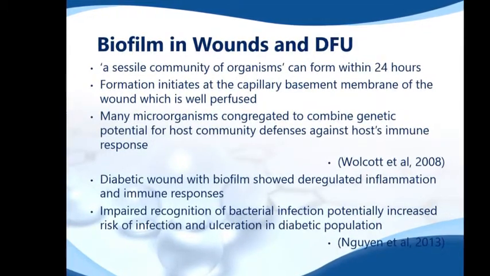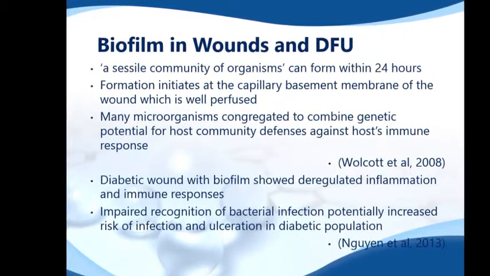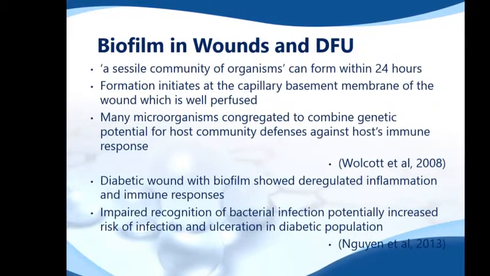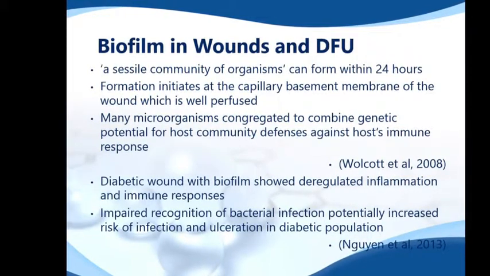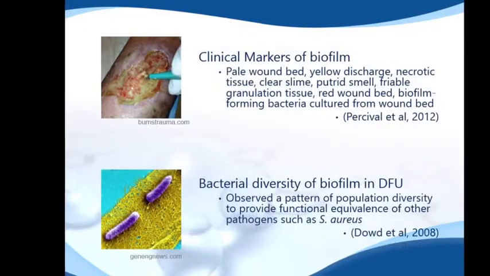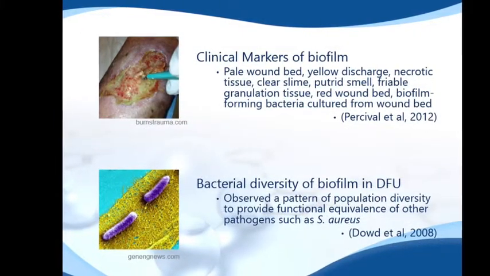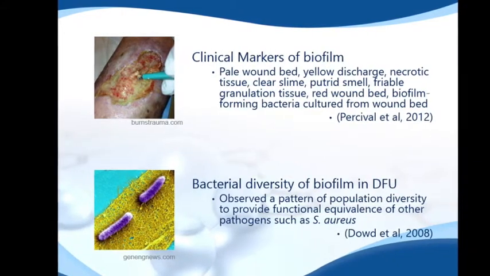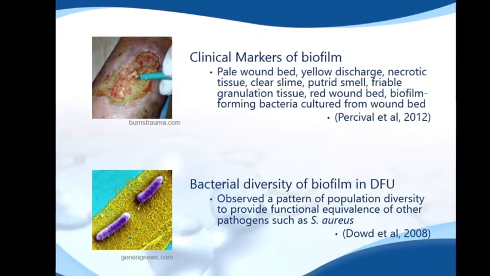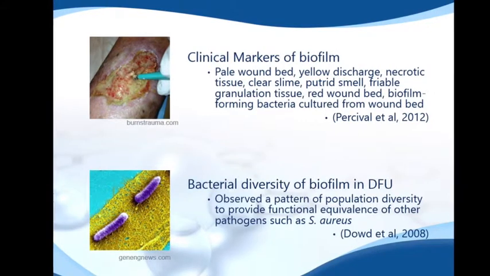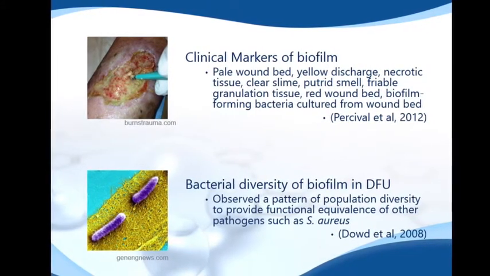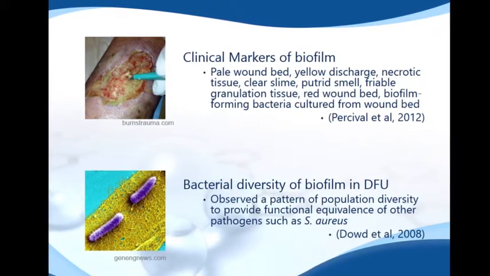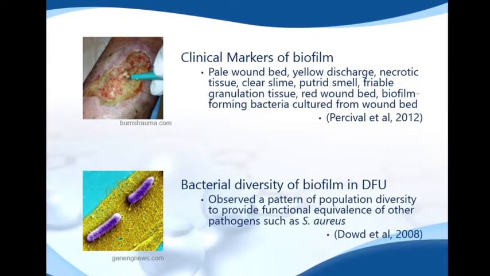The concept of functional equivalent pathogens was proposed by Dow et al. This concept suggests that the individual members in the community may not cause disease. However, as a community, they display functional equivalents of well-known pathogens such as Staph aureus. This highlights the limitation of traditional culturing methods as a diagnostic tool, as they tend to isolate easily cultured organisms such as Staph aureus.